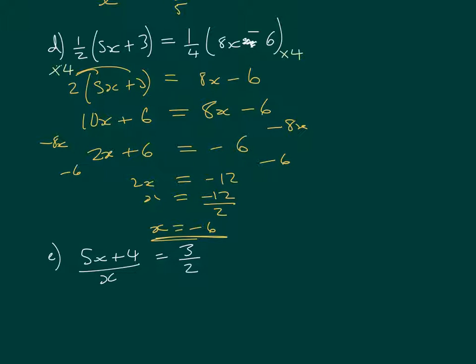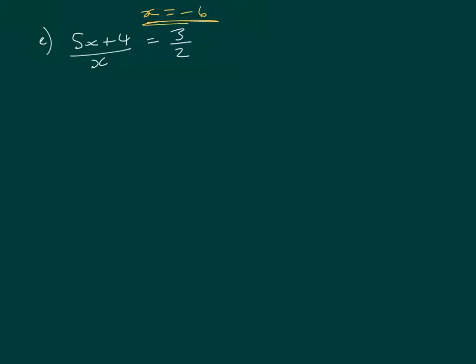And then the last one, part E, we have 5x plus 4 over x equals 3 over 2. So for this one, we're going to want to get rid of the denominators. So I'm going to firstly get rid of this x in the denominator here, and that's going to be done by multiplying both sides by x. In fact, I'm going to multiply everything by 2x, because that will then get rid of this 2 as well.